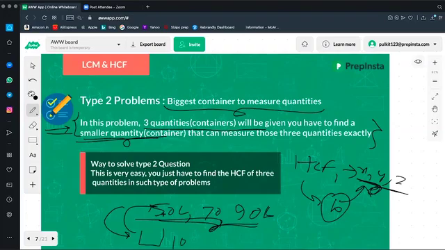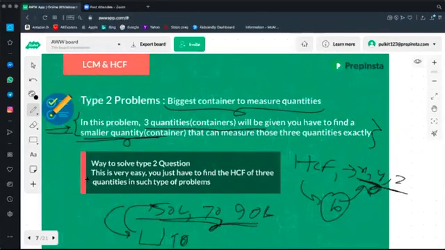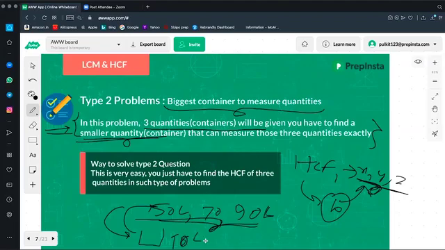So how does 10 satisfy? Because if I take a container of 10 liters, to measure 50 liters, I have to reiterate 5 times. For 70 liters, I have to reiterate 7 times. And for 90 liters, I have to reiterate 9 times. Yes or no, guys?